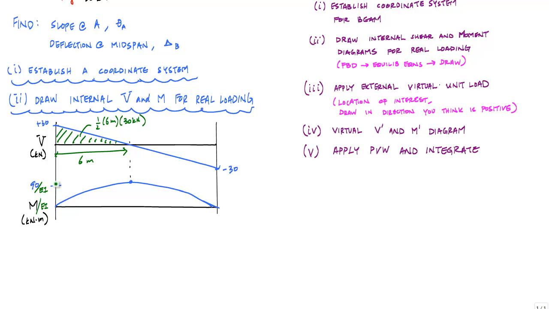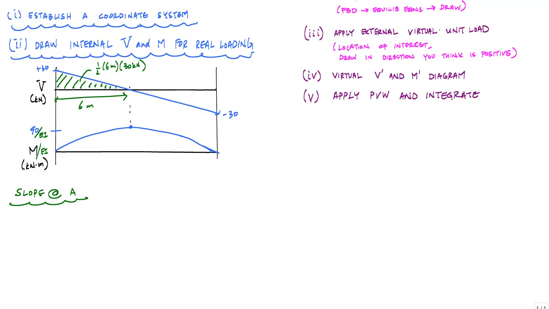And the first thing I'm going to do is concentrate on the slope at point A. When I'm trying to figure out the slope at A, I've got to apply an external virtual unit load at point A, and because I'm trying to find a rotation, I've got to apply a unit moment. This is what my external virtual structure will look like.